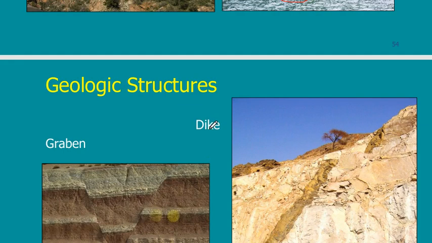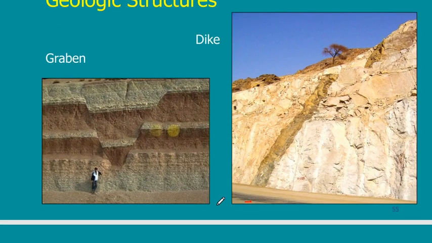This is a dike. By the way, this shows you the difference between a dike and a fault. This is a dike, and this is a graben. Graben is a double fault. This is one fault, and this is another fault.